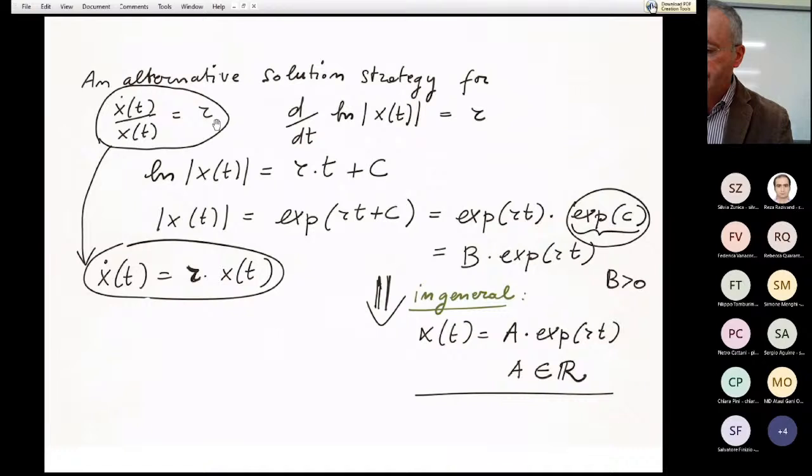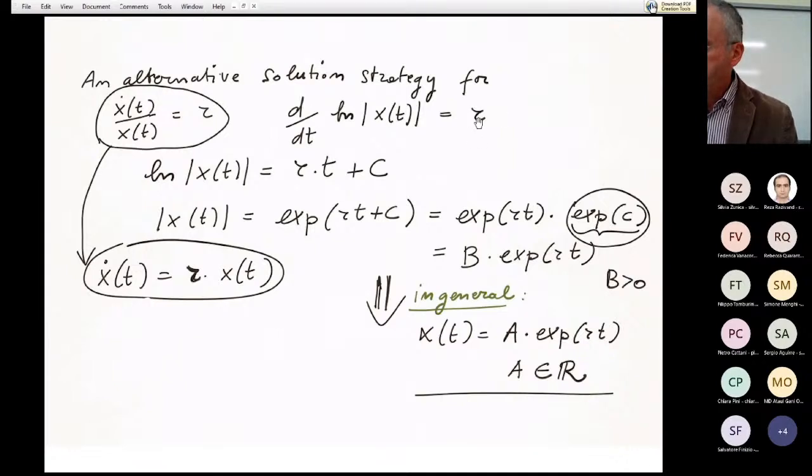So we know that the derivative of the log of x, in general, we have to consider the log of the modulus of x of t. But suppose that we are dealing with positive quantities, okay? So the log of x has a derivative which is equal to r. So I can integrate here, okay? Because if the derivative of the log of x is equal to r, this is a new function, y. The log of x is y, y of t. Its derivative is equal to r. Our function, y, is, compute the integral, r times t, plus a constant, okay?